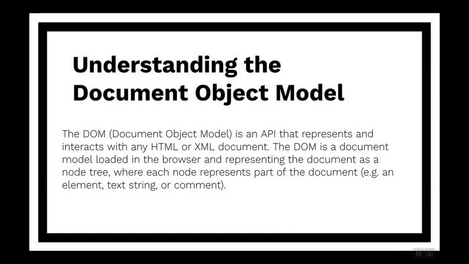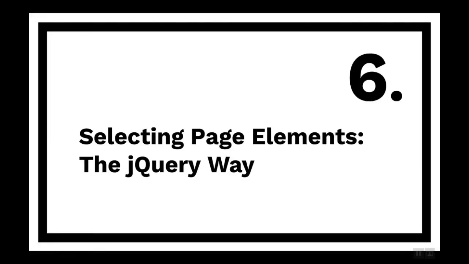So DOM provides an object representation of the HTML page, which means all of the elements or events, etc., can be represented as objects, which can be accessed using JavaScript, or in our case, jQuery. So, selecting the page elements using jQuery.